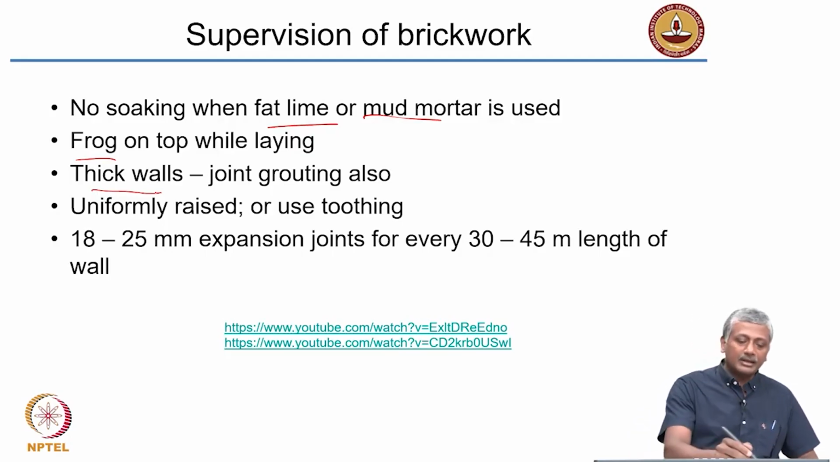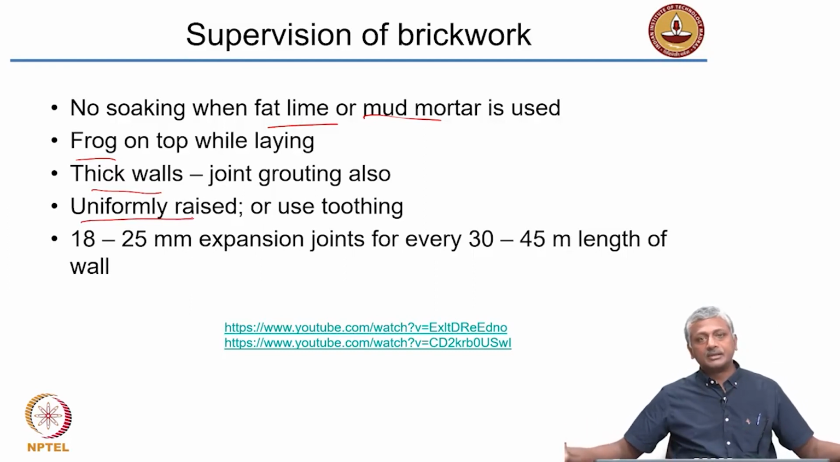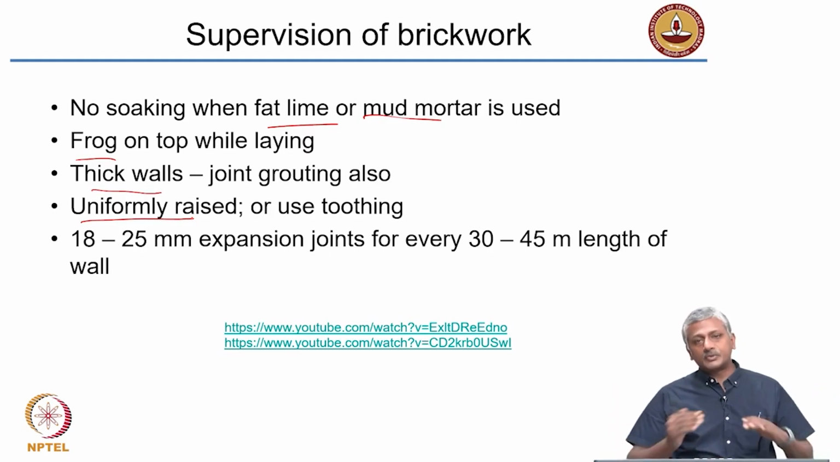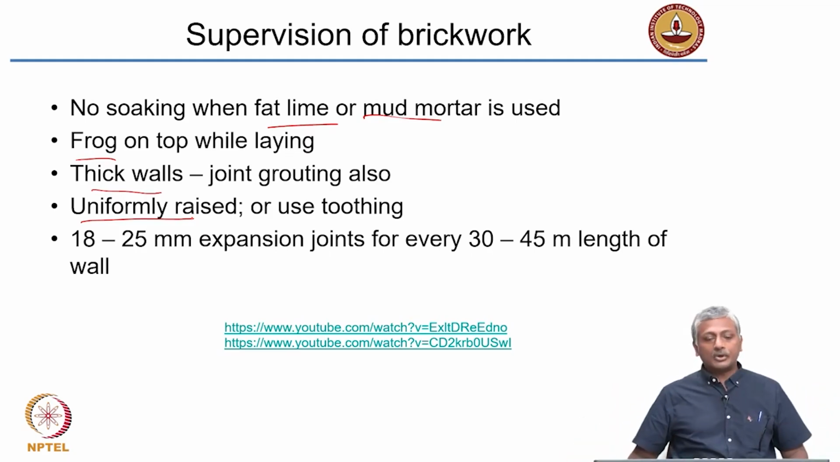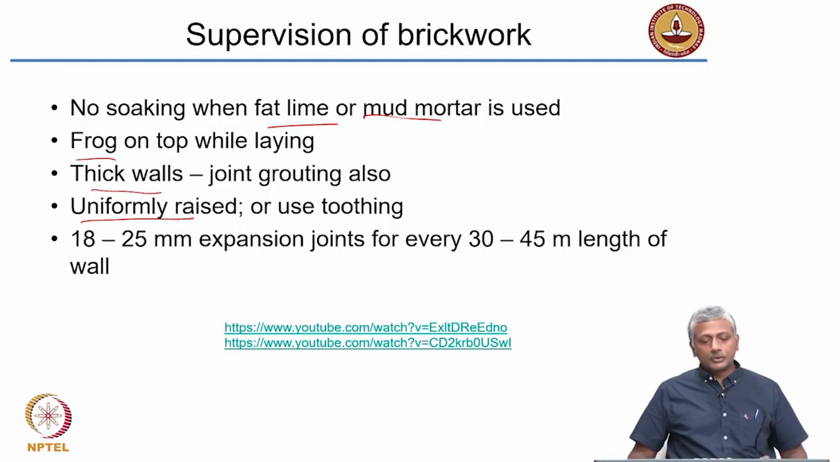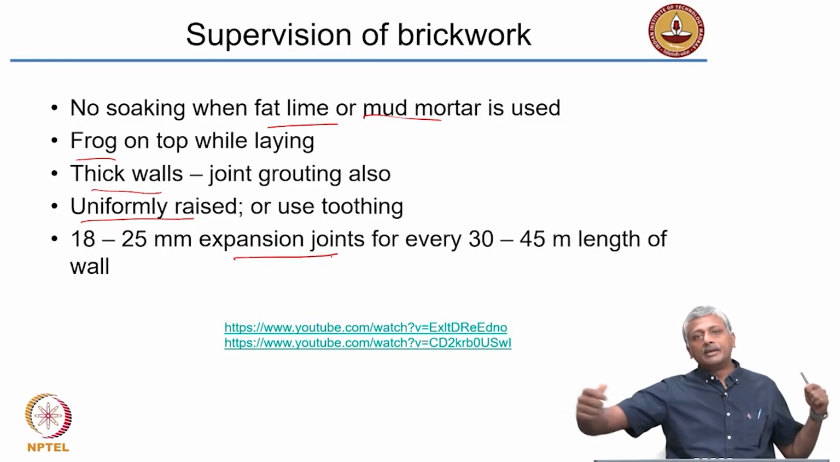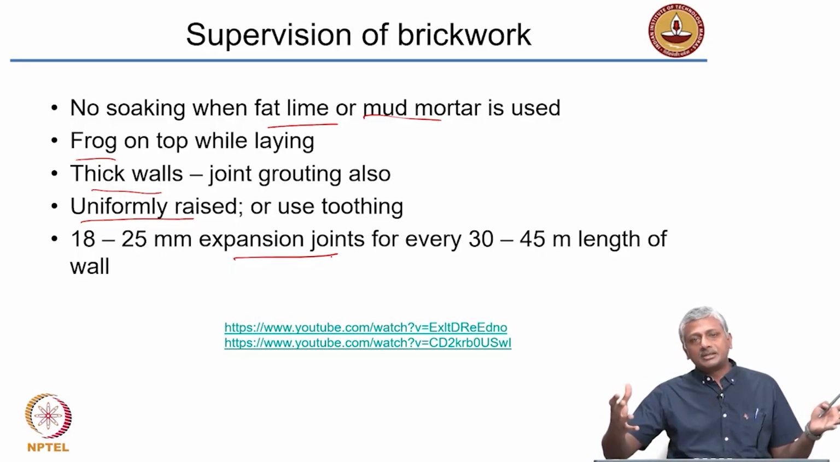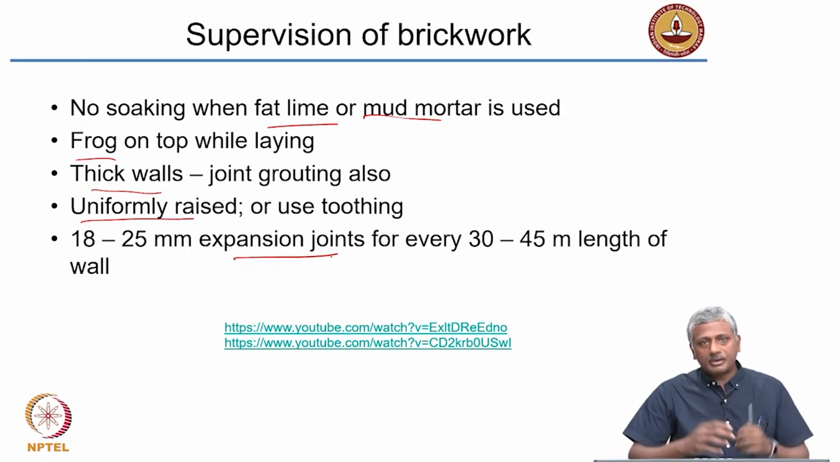Okay. As I said, again, the brick wall is uniformly raised, continuously raised upwards uniformly, or if we leave for the day's work, we leave behind the steps or the toothing. Another common feature that you find in most masonry structures is the use of expansion joints, and this is very important because when you have a very long running wall, as the brick wall is subjected to the daily changes in temperature, the material expands when it is subject to heat and contracts when it is subjected to cold, right. When the temperature increases, the wall basically expands. When it reduces, the wall contracts.